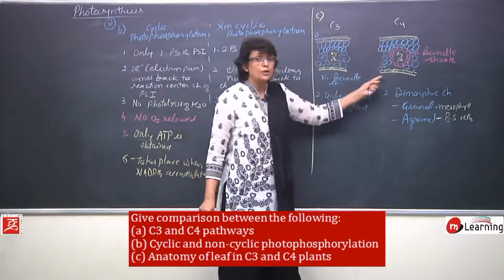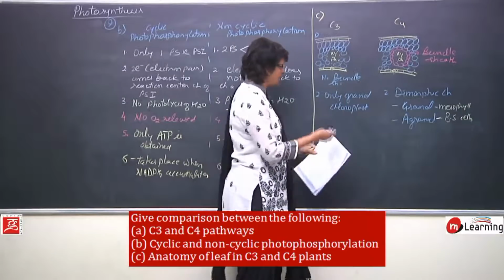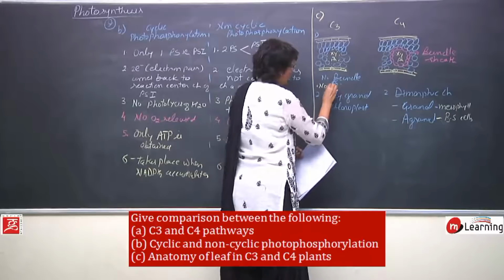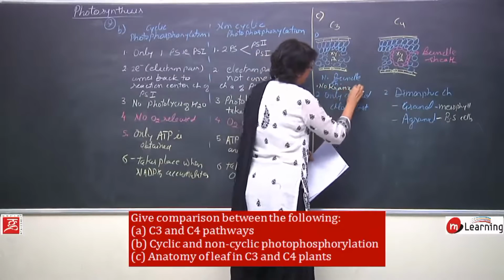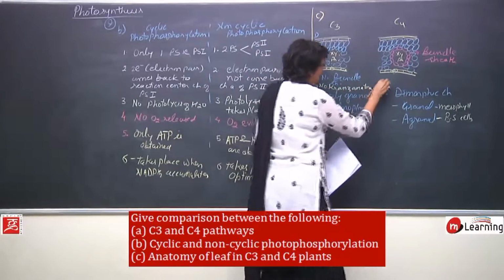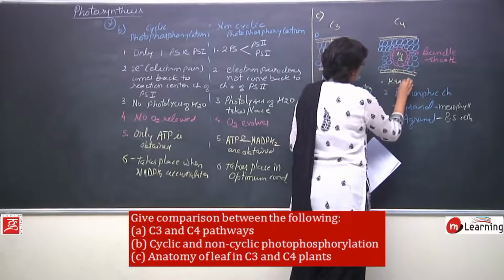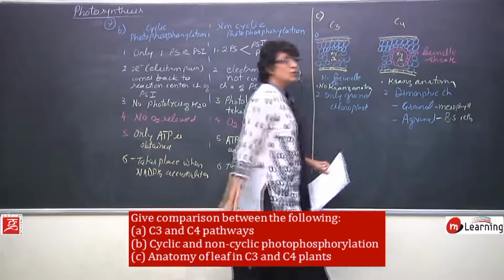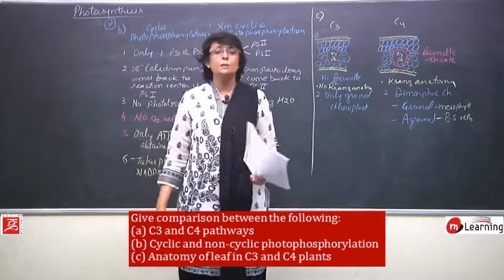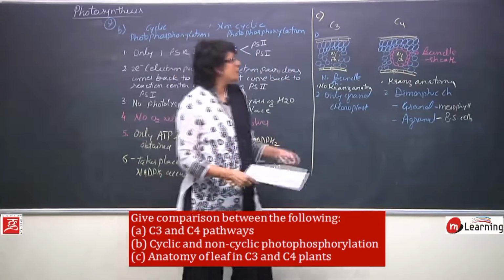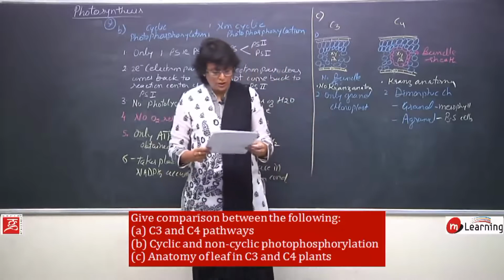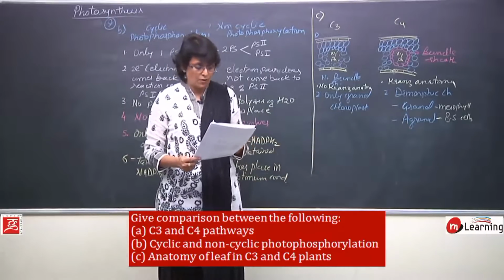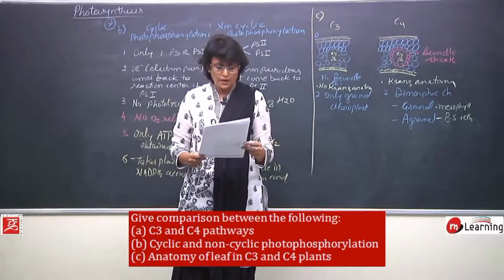This arrangement is also known as Kranz anatomy. So we have to mention that in C3 there is no Kranz anatomy, and C4 plants show Kranz anatomy, which basically means wreath-like arrangement of bundle sheath cells. So this is the comparison between three things: C3 and C4 pathways, then cyclic and non-cyclic, and anatomy of C3 and C4 plants.